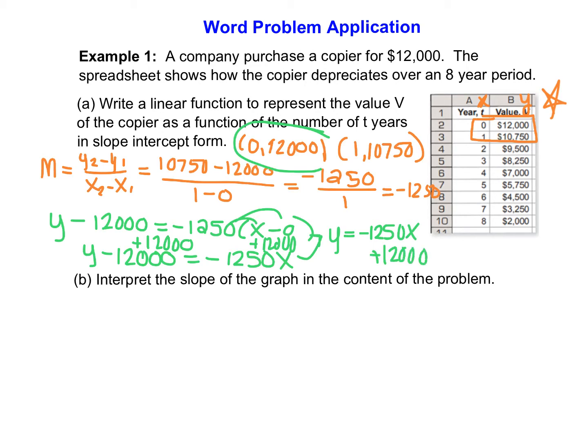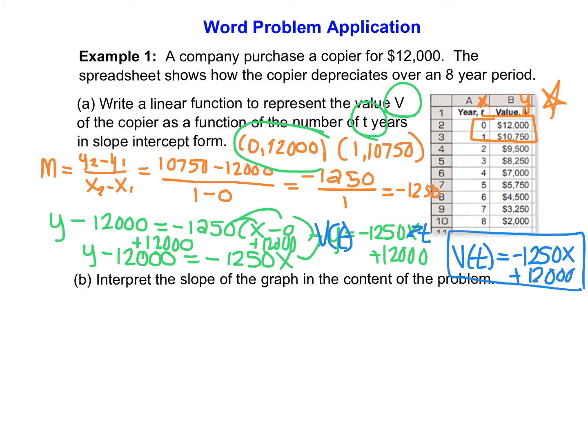Now, the last thing that this problem asked us to do is to write this as a function using v and t. So once we have this equation written, I'm going to replace this y with v of t, because that's the function name. I'm going to replace x with t. So we have the function v of t is equal to negative 1250t plus 12,000. So that's our new function. So that's what you should have for the function part.